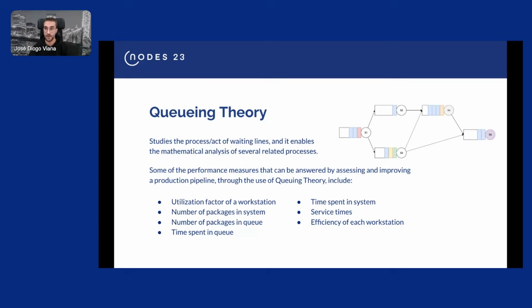Now, let's talk a bit about queuing theory and what it's doing here. Queuing theory studies the process of waiting in lines, as the name says, and it enables mathematical analysis of several processes. So for our workshop, we could use queuing theory and data collected from those small buttons that I talked about. We could collect lots of information given by those interactions, and by applying this theory, we could get the utilization factor, which is basically a percentage of a machine or a person, a worker.